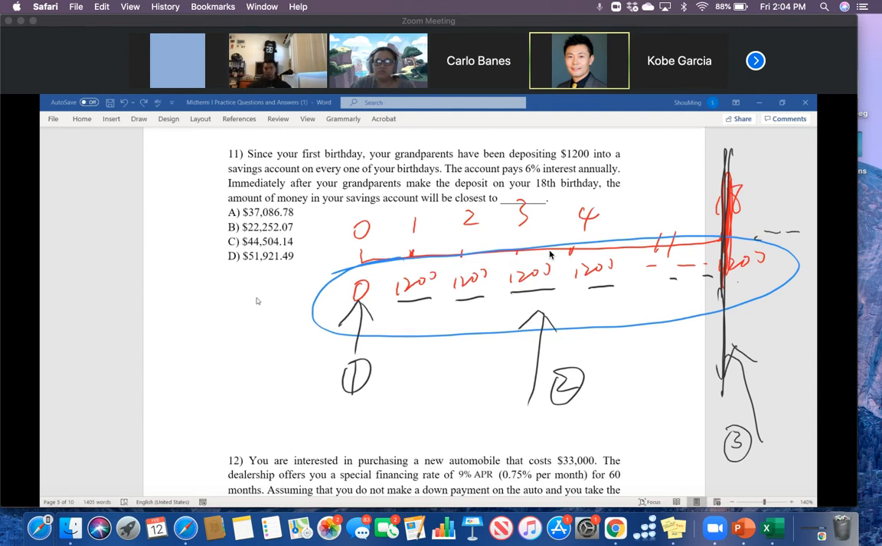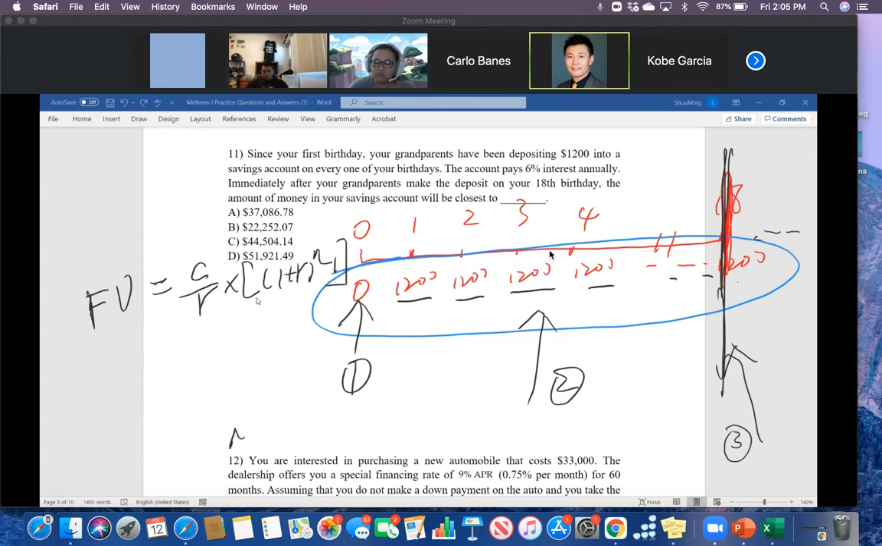So as long as a cash flow has these 3 characteristics, it is an annuity, and we can use the annuity formula to calculate the future value, the value on your 18th birthday. That will simply equal C divided by R multiplied by (1 plus R) to the power of n minus 1. This is the formula to calculate the future value of an annuity, but again, we can use our financial calculator.